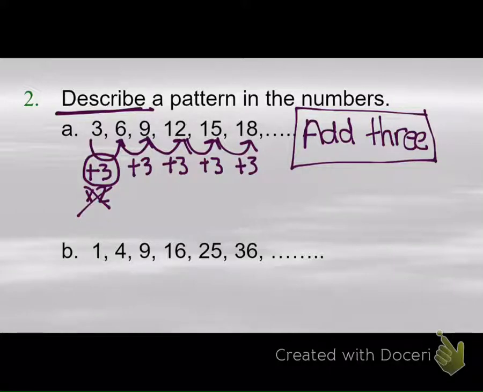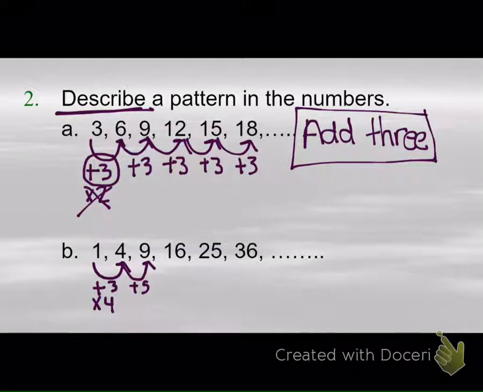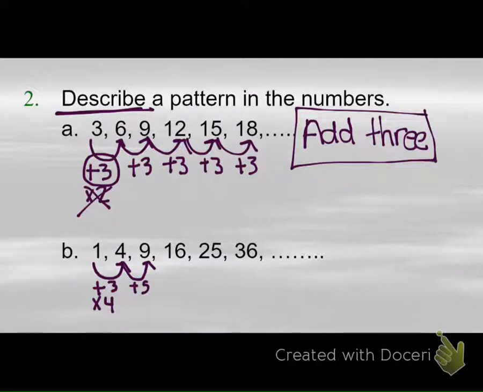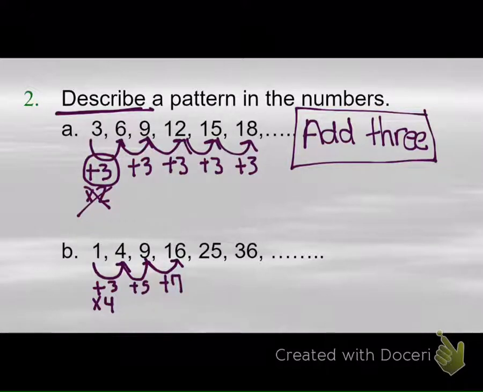Can I move on to B? Can you guys see okay? All right. 1 to 4. How do I get from 1 to 4? Plus 3. What else could I do? Times 4. All right. So 4 to 9, what do I add? Can I multiply by anything? No. So 3 and 5, that's not the same, but let's see if we get a pattern. How do you get from 9 to 16? Plus 7. 16 to 25? 9. 25 to 36?